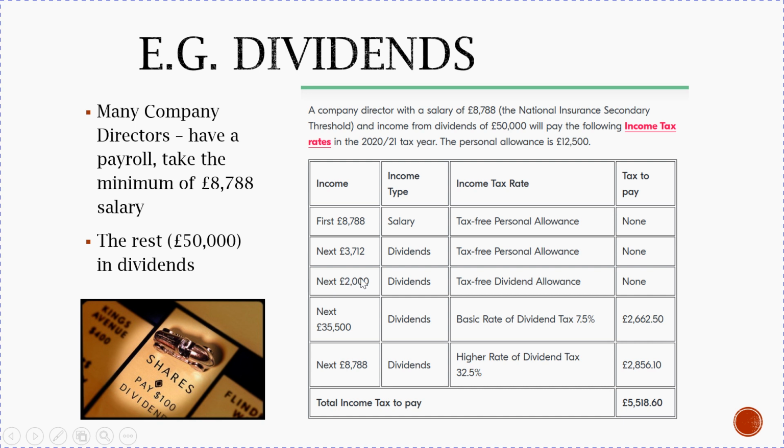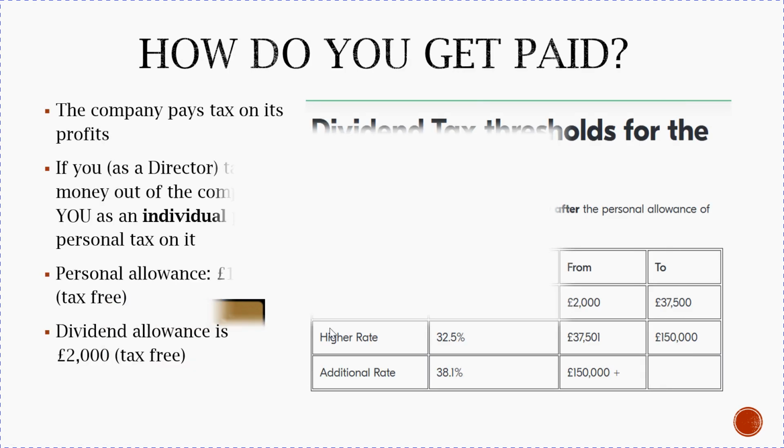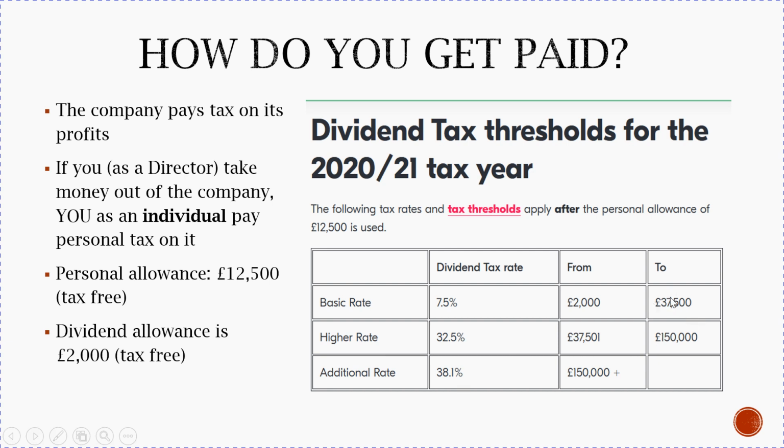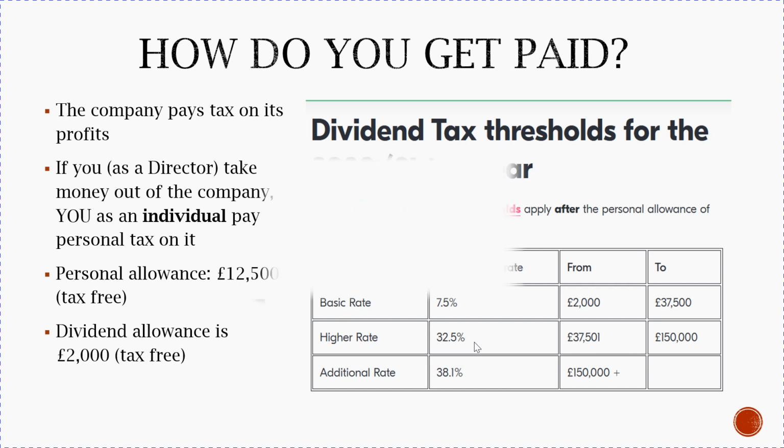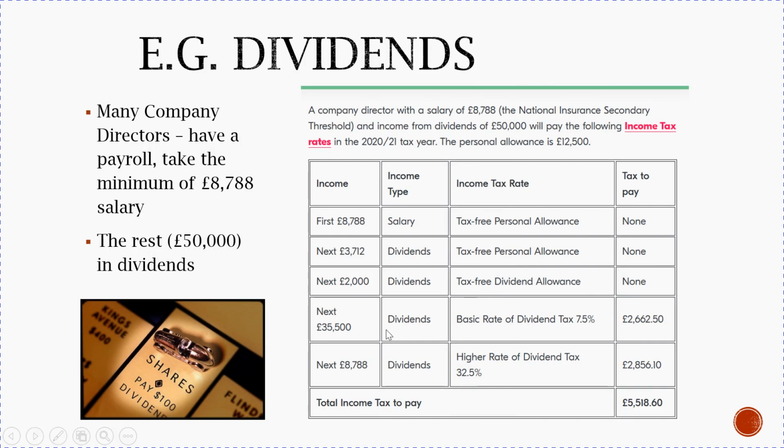The next £2,000, because remember the first £2,000 above the personal tax allowance is tax-free. So the first £2,000 of dividends above 12,500 is tax free. They use that up in the dividend allowance. Then, remember the threshold goes up to 37,500. Their next tranche of money, bringing it up to 37,500, still within dividends, is charged at the basic rate of dividend tax of 7.5%. So they pay £2,662.50 in dividend tax.